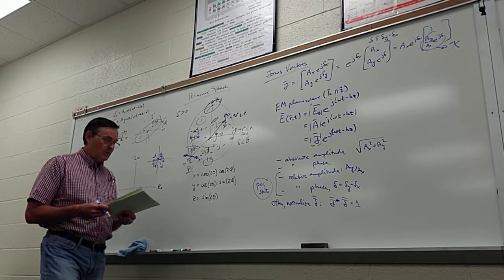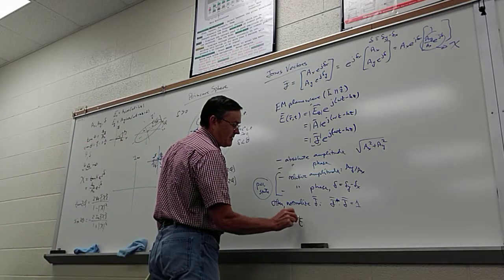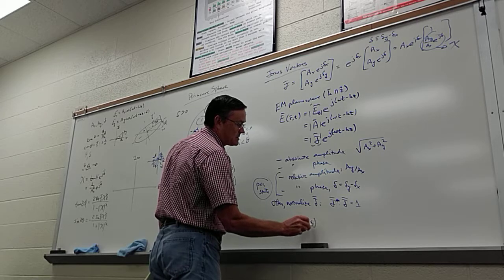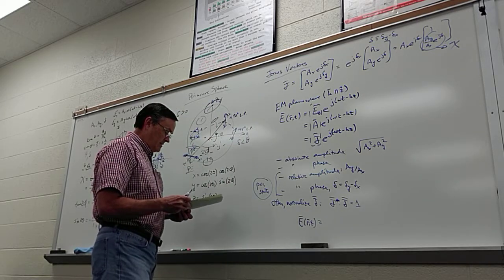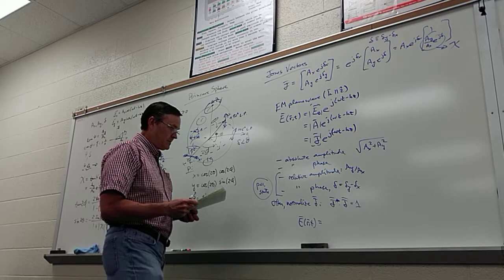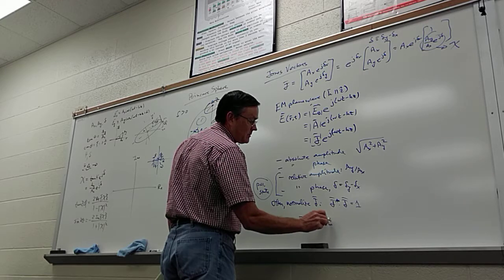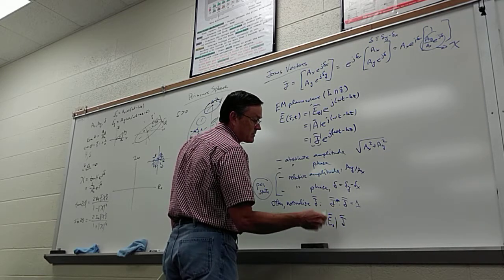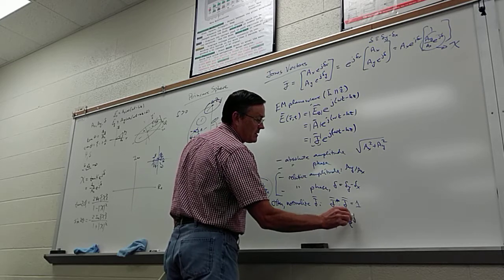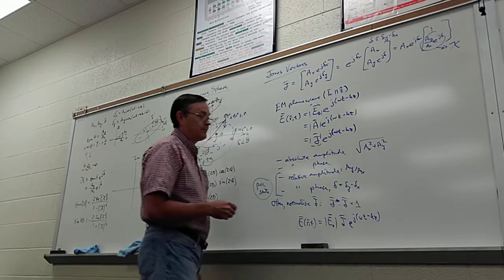If we have a normalized Jones vector like this, and our complex representation of the field, we can write it as the magnitude of E naught times the Jones vector, because it's normalized, e to the j omega t minus kz.